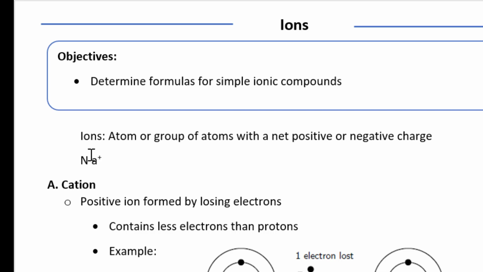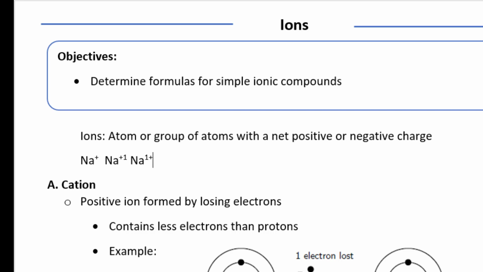Now, you might notice it's just a plus, there's no 1 or 2. Scientists are quite lazy. We don't like to write 1 for some reason, but this is the same thing as Na plus 1, or Na 1 plus is also a possibility. Plus 1, 1 plus, you might see that interchangeably. So these are all ways to write a positive charge.